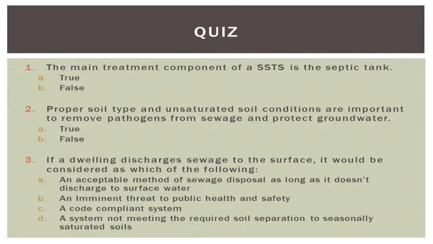And 3, if a dwelling discharges sewage to the surface, it would be considered which of the following? Number 1, an acceptable practice? 2, an imminent health threat or safety system? 3, a code compliant system? Or 4, a system not meeting the requirements of soil separation distance and seasonally saturated soil conditions? This ends session number 4, and thanks for viewing.